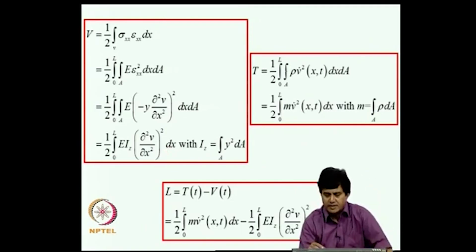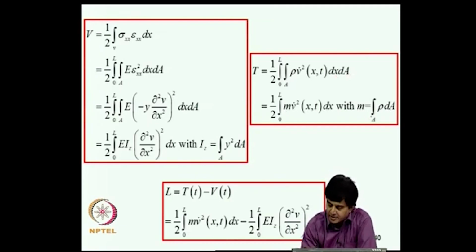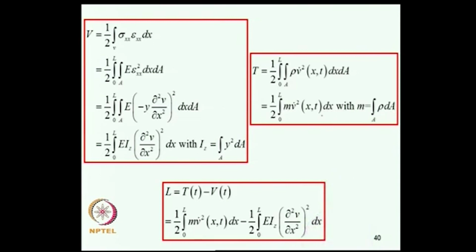The kinetic energy is integral over volume rho v dot square dV, and again the dV, if I write it as dx into dA, I can write m as integral A rho dA, this will be the mass per unit length. So, I will get the familiar equation for the kinetic energy. The Lagrangian for the system is T minus V, and this is the expression for the Lagrangian.